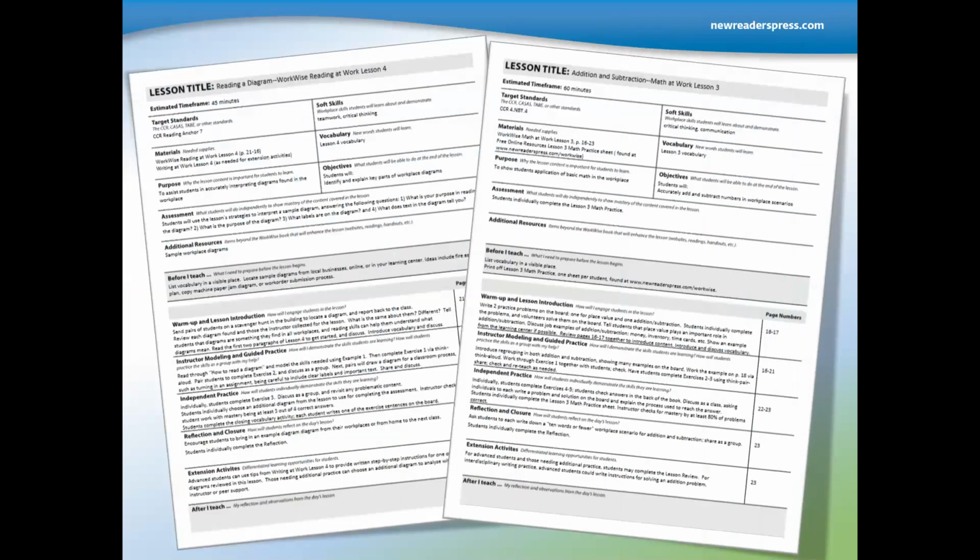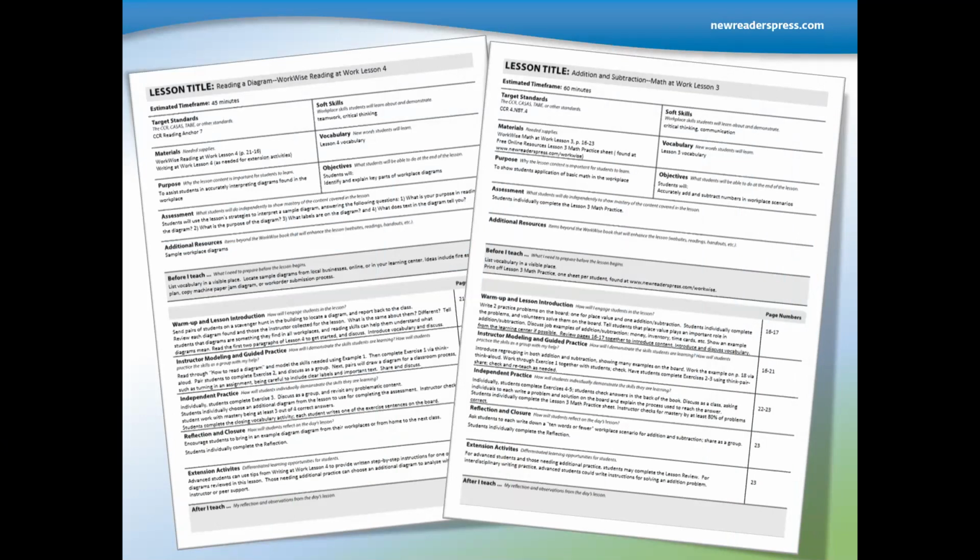There are also 2 additional completed lessons for you to access, one for lesson 4 of reading at work and one for lesson 3 of math at work. And don't forget about that blank template, which is ready for download as well. Additional fields on the templates include space for those teacher notes that I mentioned and additional resources that are not WorkWise. So you're welcome to pull in all kinds of different things.